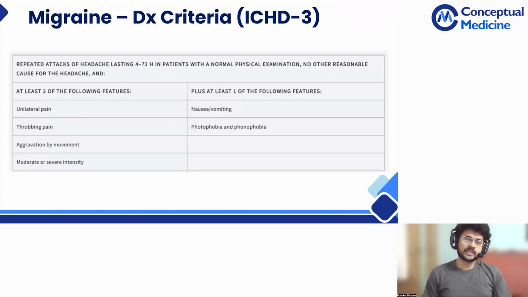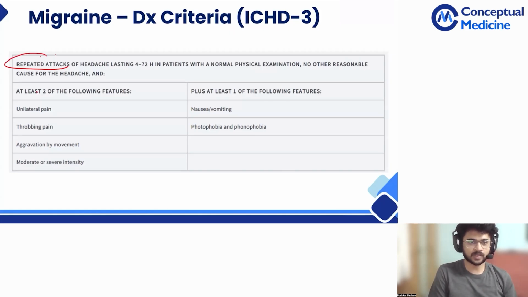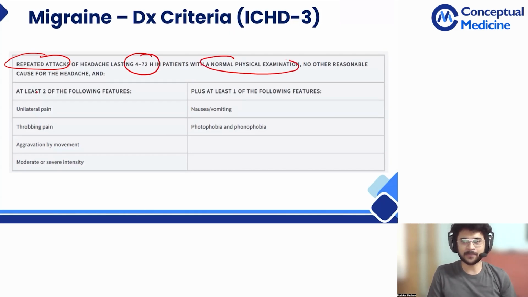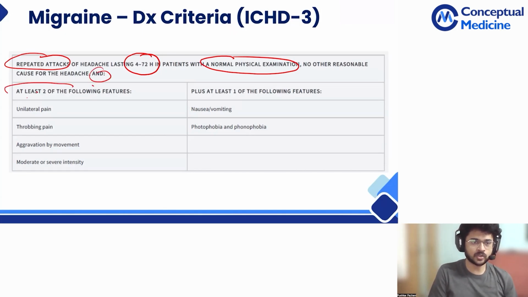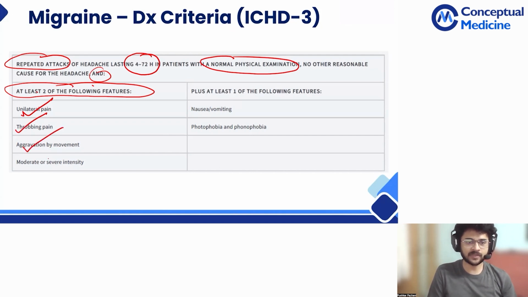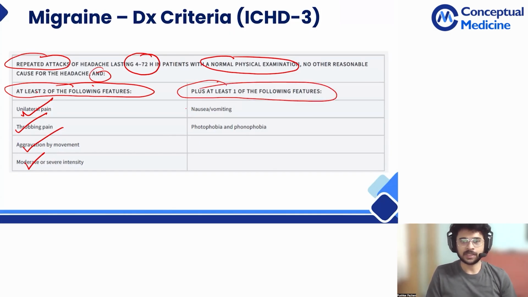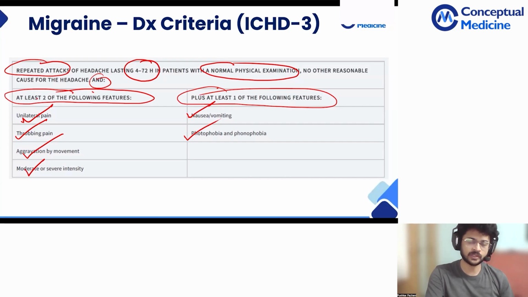So, what is the diagnostic criteria for migraine? Number one, the patient should have repeated attacks of headache lasting around 4 to 72 hours, with a normal physical exam and no other reasonable cause for the headache. And the patient should have at least two of the following features: unilateral pain, throbbing pain, aggravation by movement, moderate or severe intensity, plus at least one of the following features, that is nausea and vomiting, or photophobia and phonophobia. So a very, very simple diagnostic criteria for the diagnosis of migraine headaches.